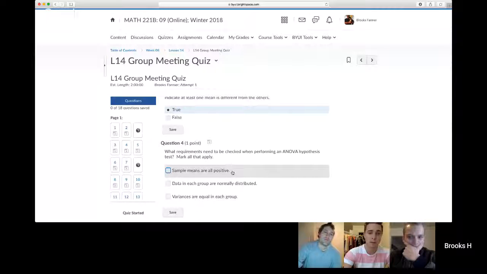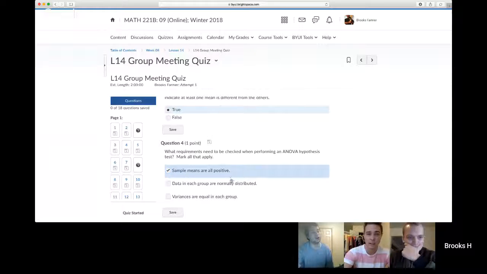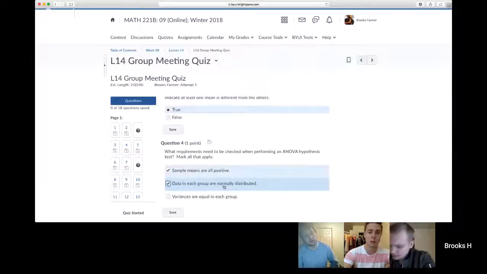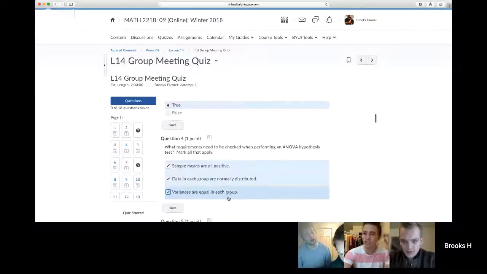Don't they have to be positive? Yes, I remember something about that. Does not need to be normally distributed. Yes, no, they don't have to be normally distributed. Has to be simple random. Well, no, yeah, they have to be normally distributed for each group. Yeah, but the ANOVA itself is not normally distributed. Okay, that makes sense. The variances have to be equal. That's true. Yeah. So is that all of them? Yep. Seems like it.